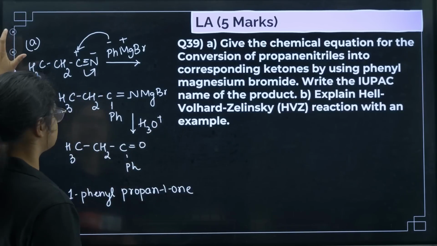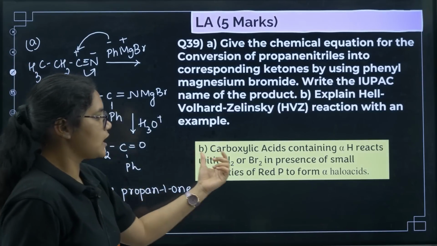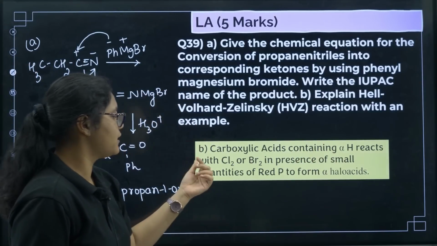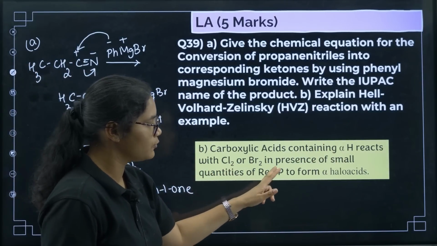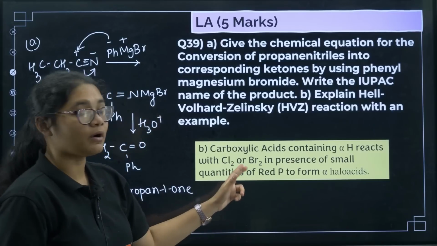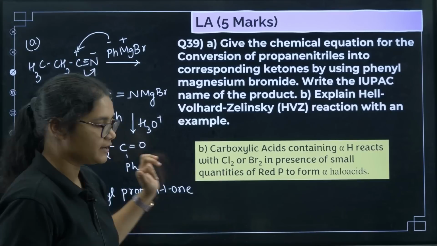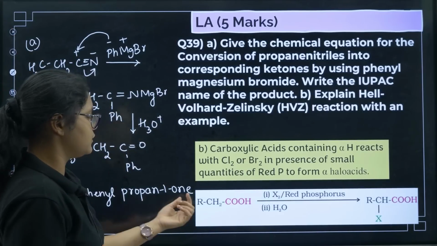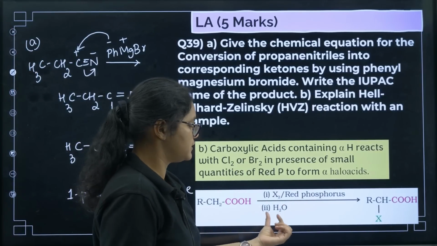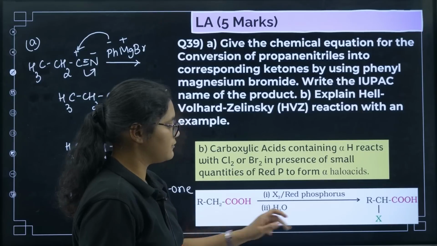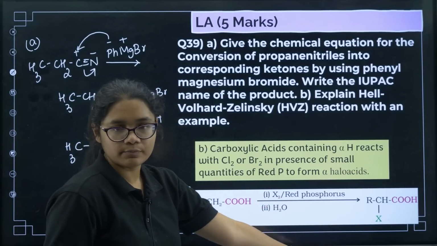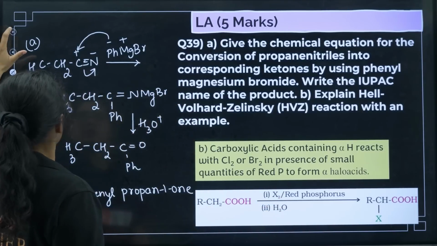And next, what is HVZ reaction with an example? So carboxylic acid containing the alpha hydrogens react with chlorine or bromine in presence of small quantities of red phosphorus to form alpha halo acids, right? And if you want to write one example, you can take this one, X2, red phosphorus, H2O, that will replace this alpha hydrogen with the X group. Okay. Yes, now let us go to the next.